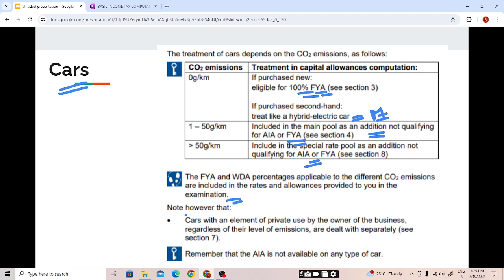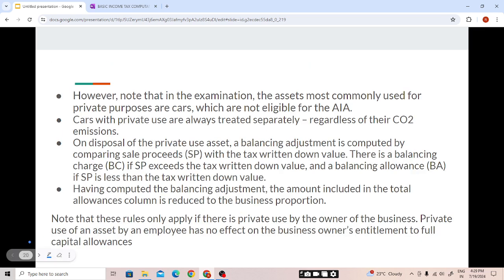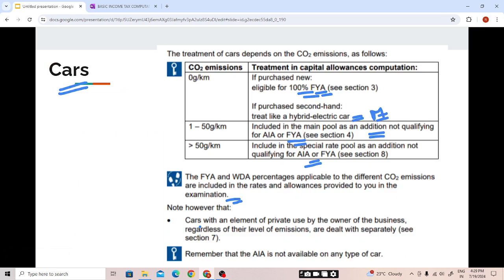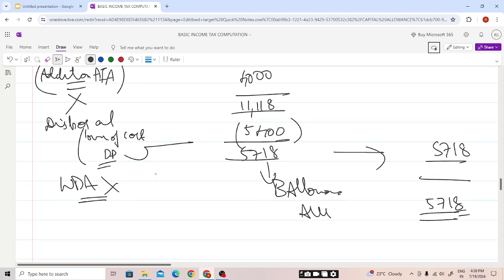Note, however, that cars with an element of private use by the owner of the business, regardless of the level of emissions, are dealt with separately under private use. So students, private use only comes into the picture when the owner is using. If the employee is using, it will not come into the picture. So if the owner uses, it will come under the head of private use asset. We'll cover it in our next class. Remember that AIA is not available on any type of car. So now we'll be solving a question relating to cars.